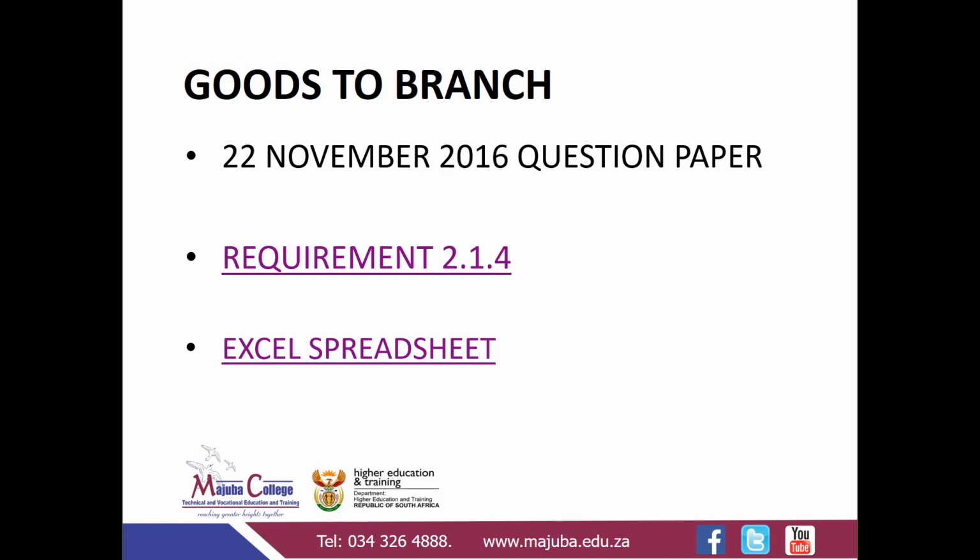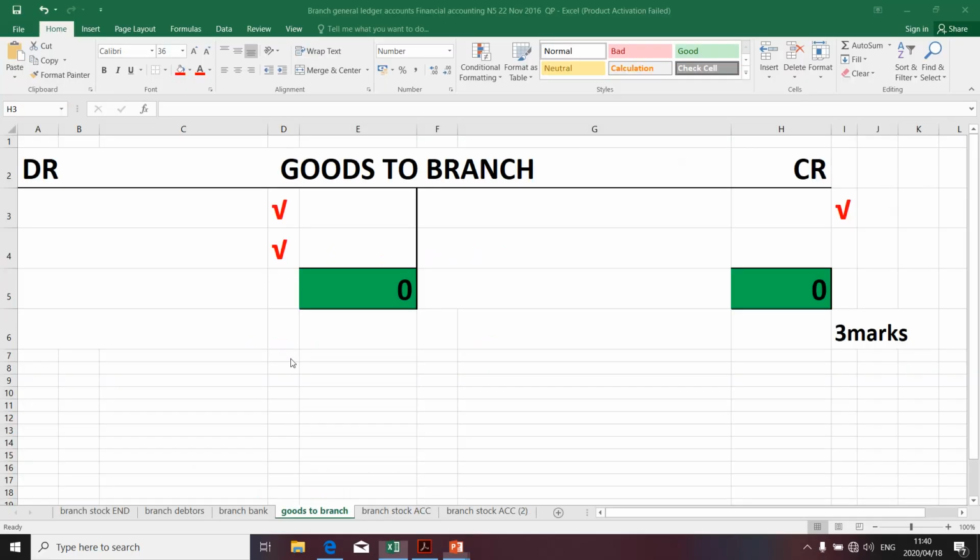The head office will allocate stock to different branches from its stock. So essentially, the stock will be allocated from purchases and any opening stock that might be in existence. The accounting implication is that the goods to branch account will be utilized to reflect the transactions relating to the allocation of stock to various branches. I quickly want to take you to the spreadsheet that we're going to use.